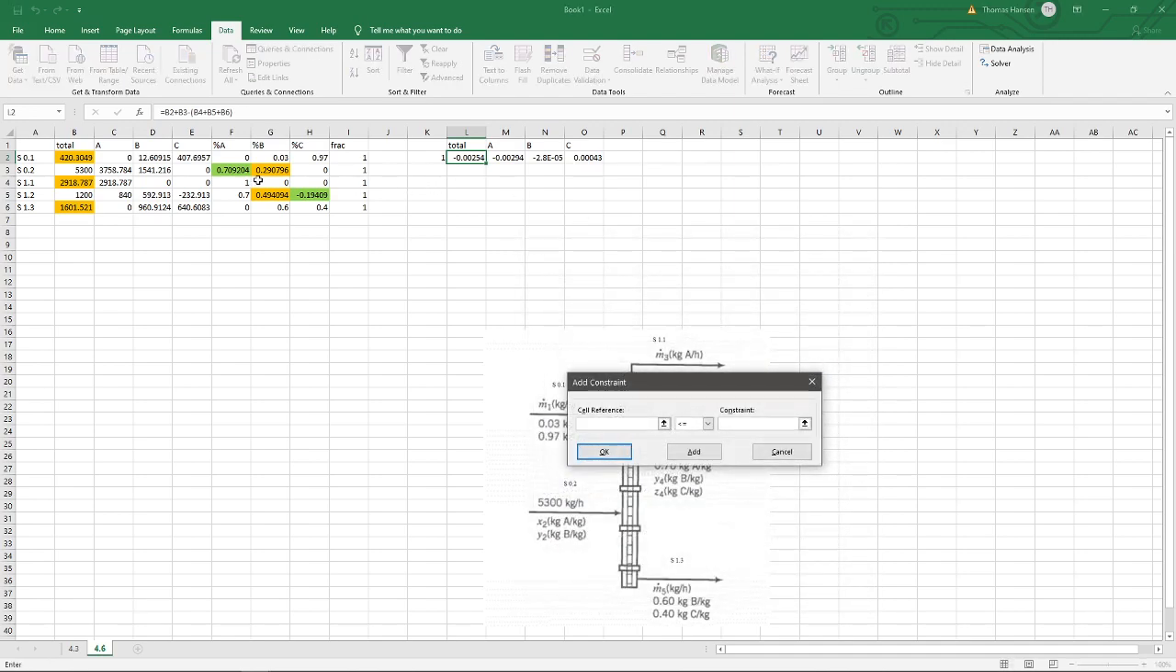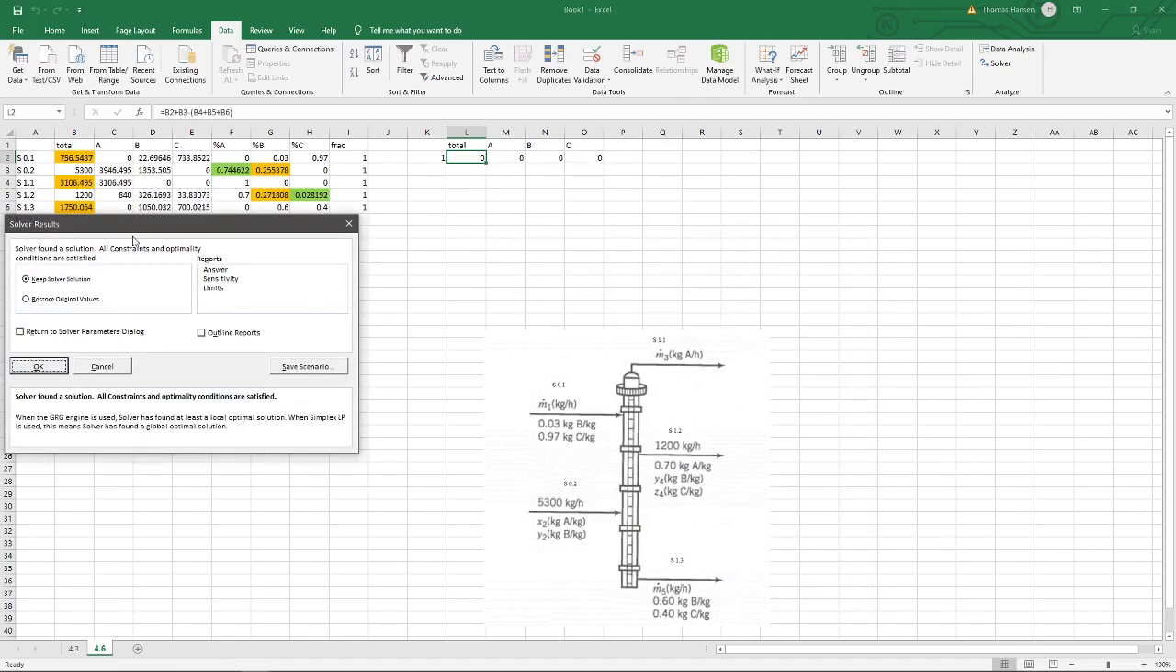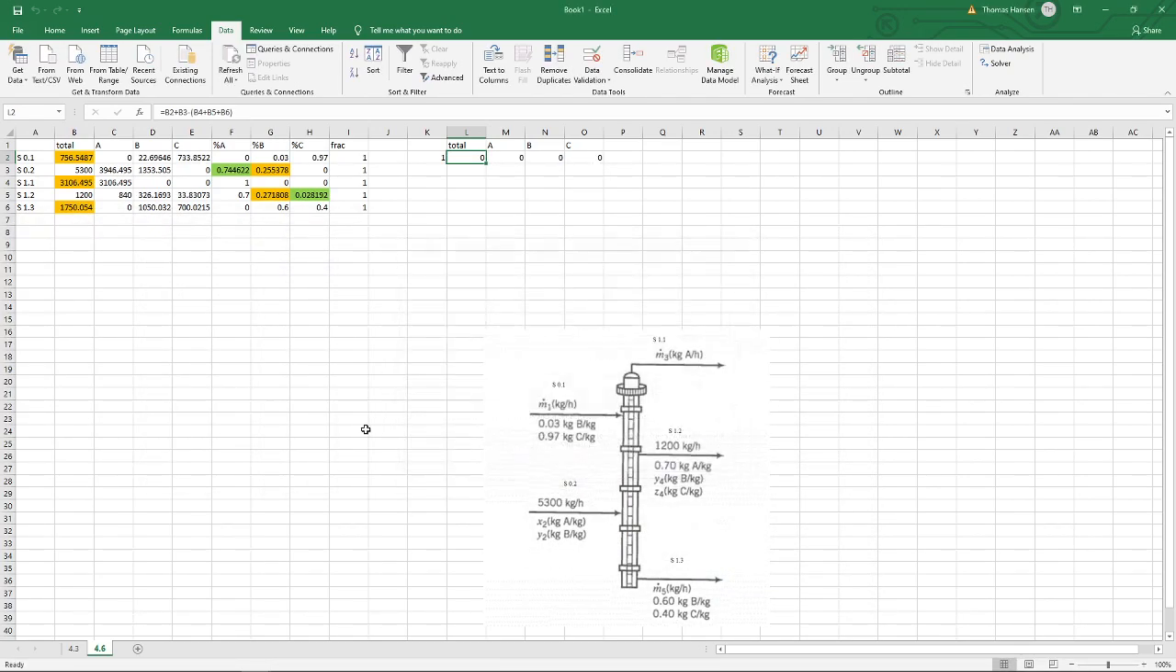And we could actually just say that all of these have to be greater than or equal to 0. Check that it's greater. It is now. And we can try and solve again. Excel has found another solution for us.